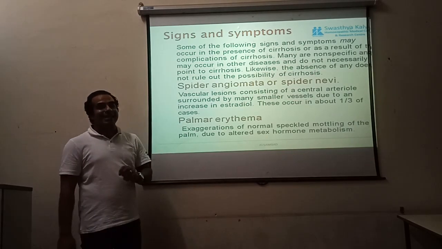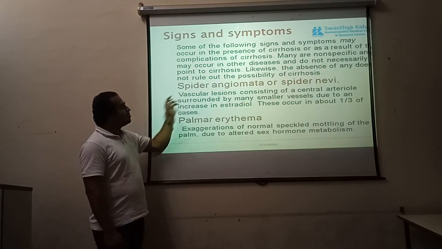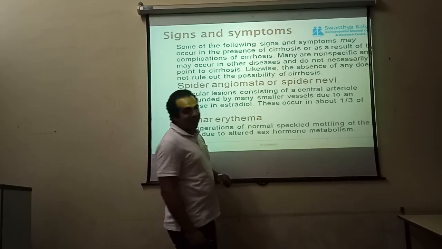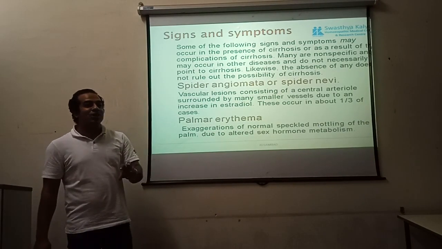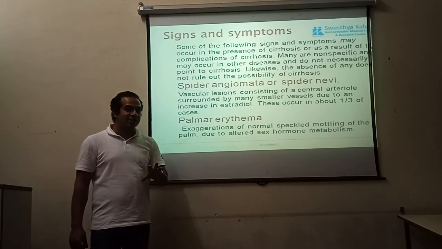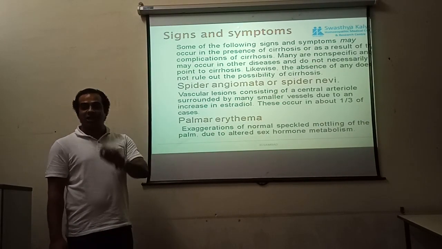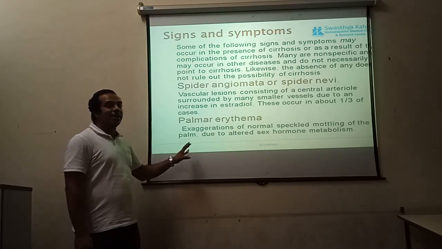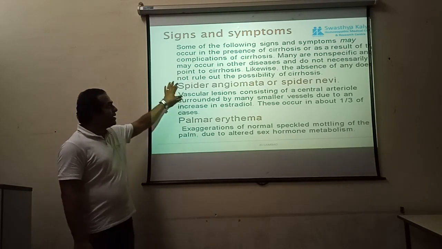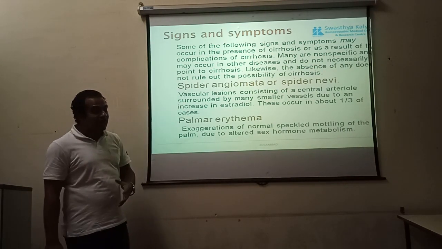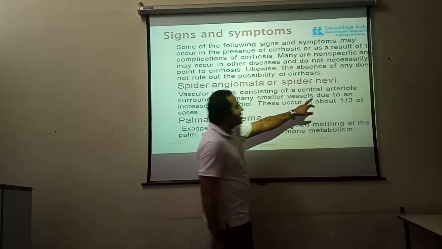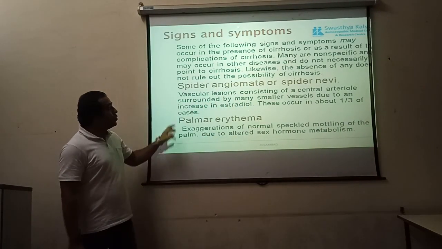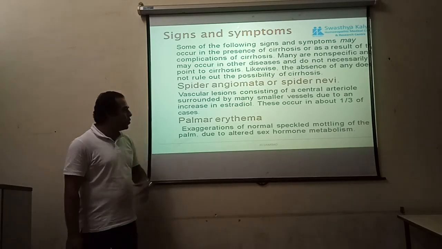The first sign is spider angioma, also known as spider nevi. What is this? This is a dermatological appearance where centrally an arteriole is present surrounded by many small vessels, and it gives an appearance of a spider. So is the name. It is a vascular lesion, as I said, because it has a central arteriole associated with certain small vessels due to increase in estradiol, which is a hormone.